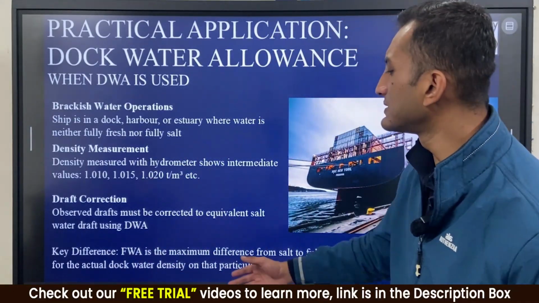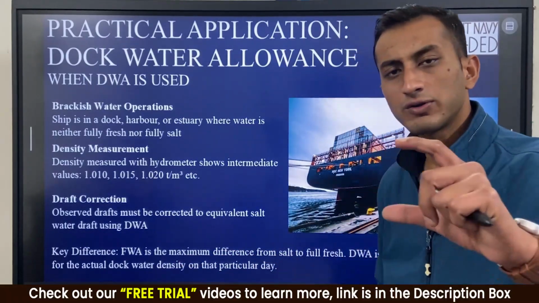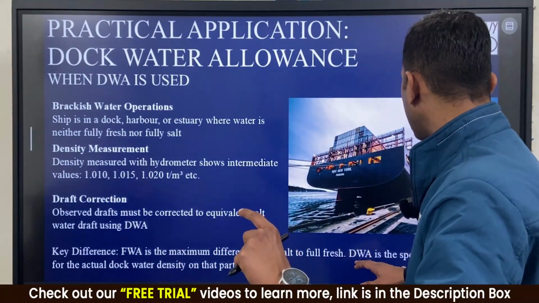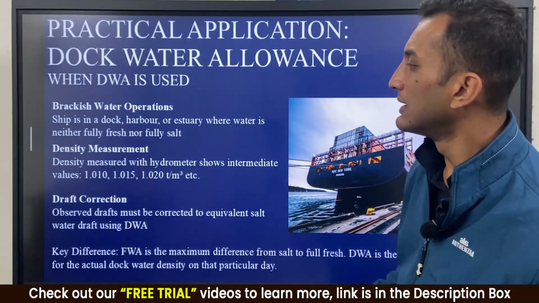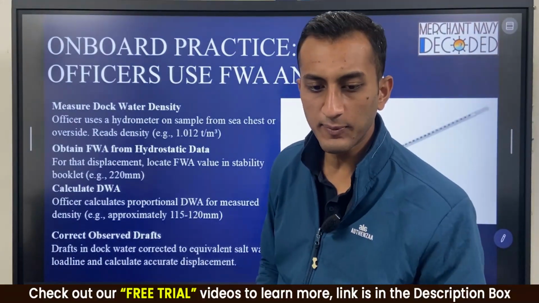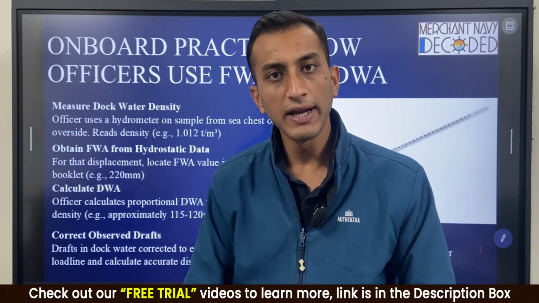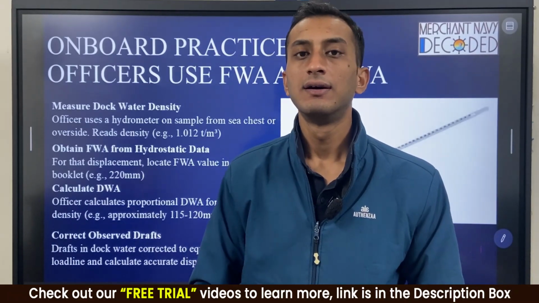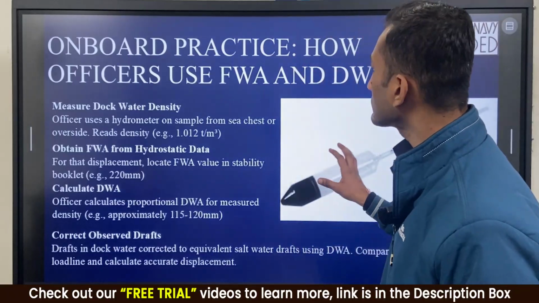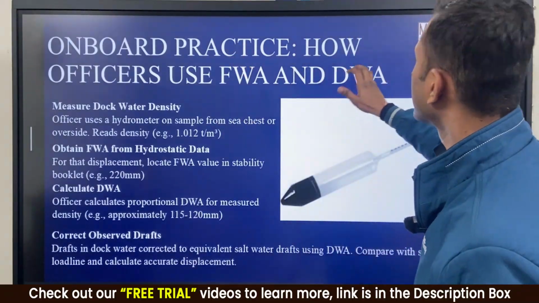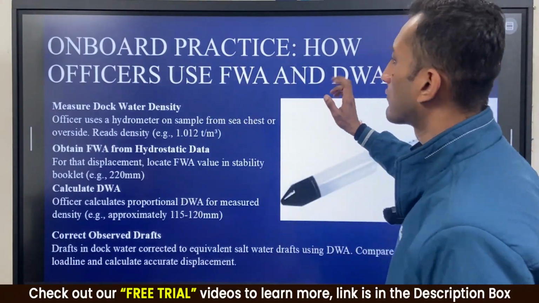Key difference is FWA is the maximum difference between salt to full fresh water, and DWA is the specific difference for the actual dock water density on that particular day. That's why as a cadet, when you reach a port, your chief mate will ask you to find the density of the particular port with the help of a hydrometer. So this is on-board practice, how officers use freshwater and dock water lines.